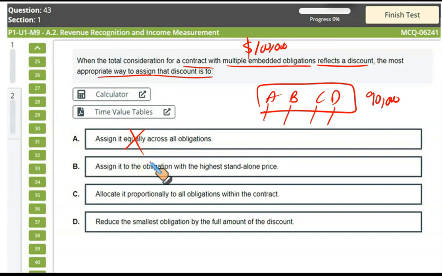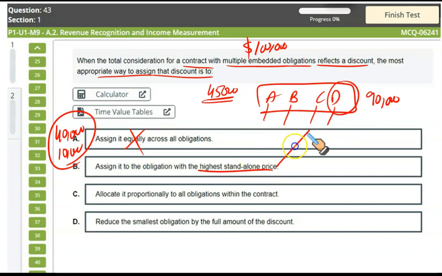No. If you remember the question we did, a refrigerator sells for 45,000, and if the refrigerator is sold separately, it sells for 40,000, and the warranty sells for 10,000. So collectively we sell it for 45. So you remember we split this 20/80. So you need to split not equally but based upon the relative amount. Assign it to the obligation with the highest standalone price. Meaning if D has the highest price in the contract, all of it should be charged to D. This is again wrong.